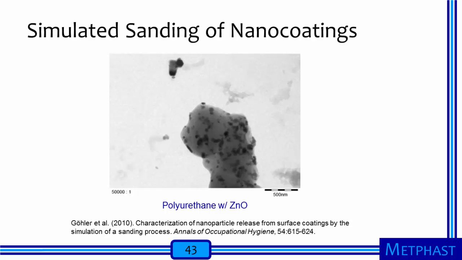Images of particles sampled by Goller et al. from the air near the sanding process demonstrate that the particles released when the nanocoatings were sanded were ones with the nanoparticles embedded in the carrier materials. For example, this transmission electron microscope image of a particle generated from the sanding of the polyurethane coating that contained nanozinc oxide clearly shows the dark nanoparticles within the lighter polyurethane.